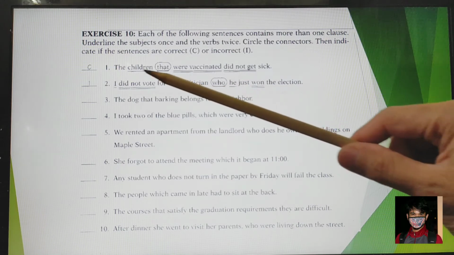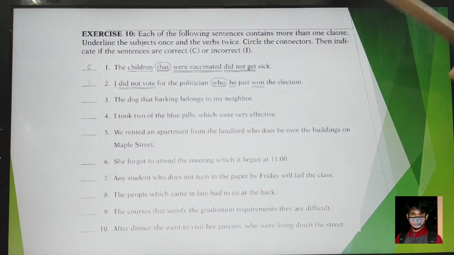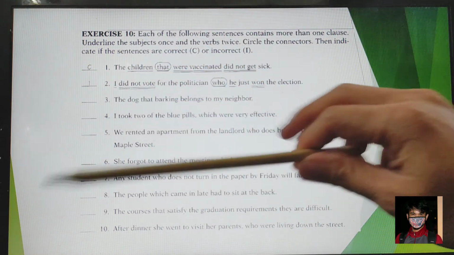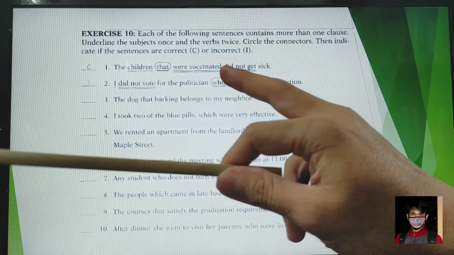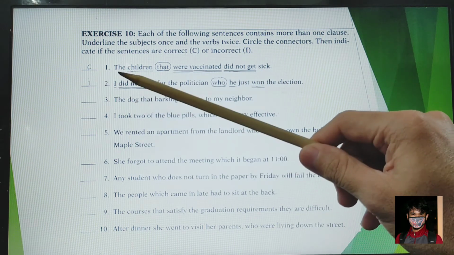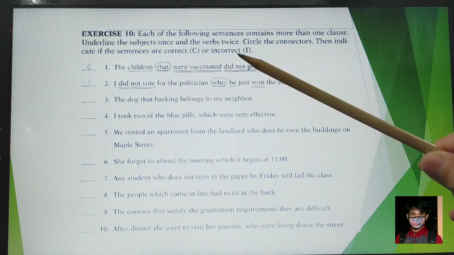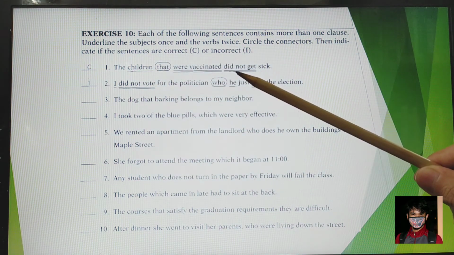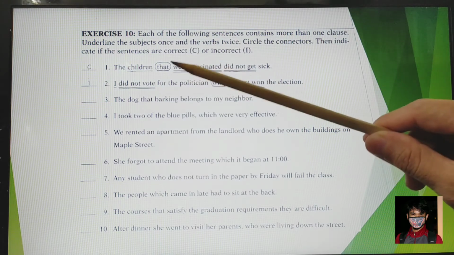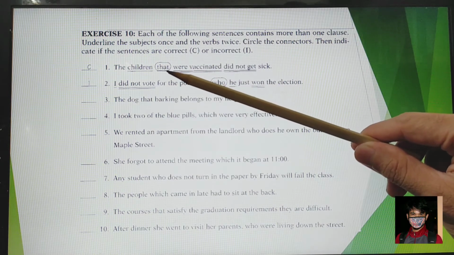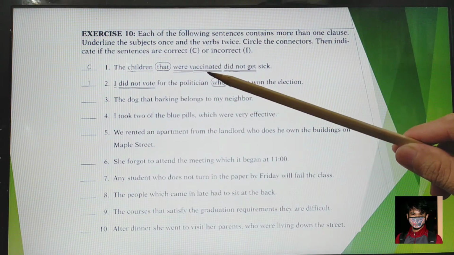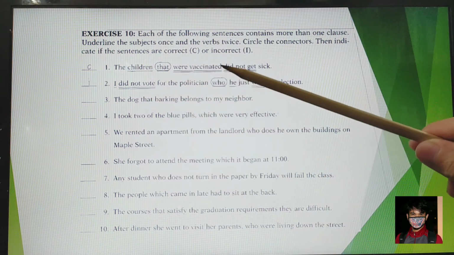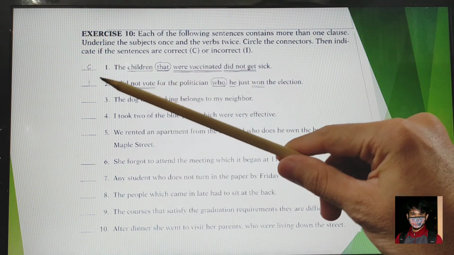Let's make it quick. If we omit this, we have: the children did not get sick. So the subject, and this is the main verb, did not get sick. And what about this? Of course it is the adjective clause connector followed by were vaccinated. The children that were vaccinated did not get sick. So the sentence is correct.